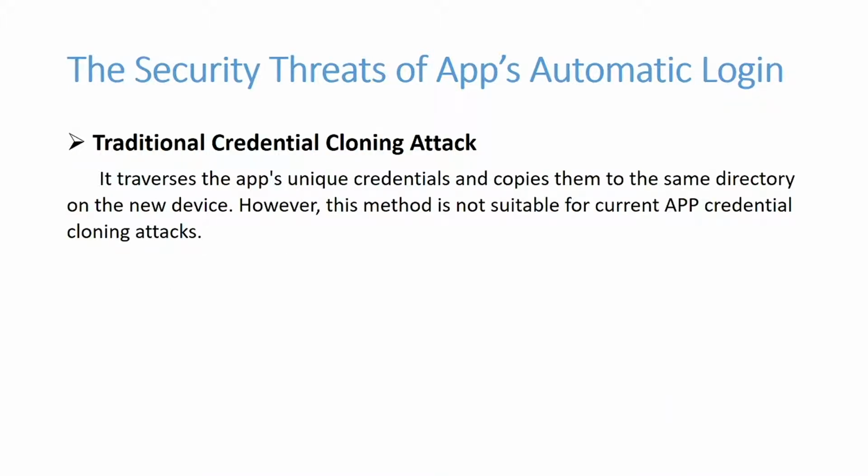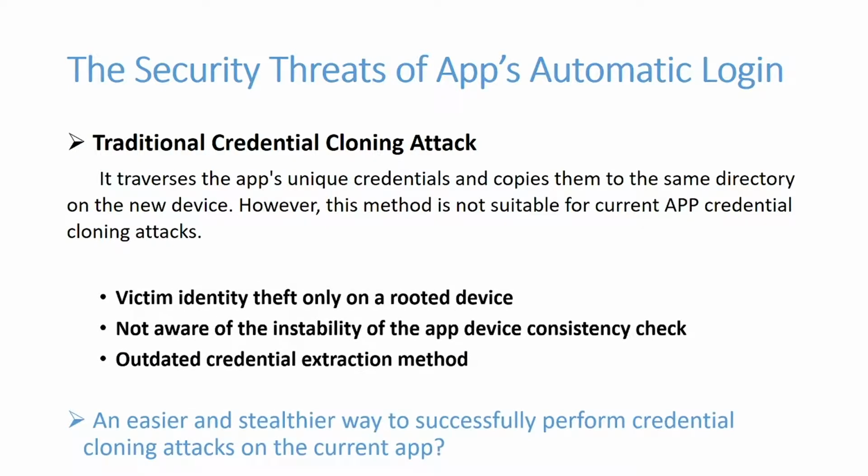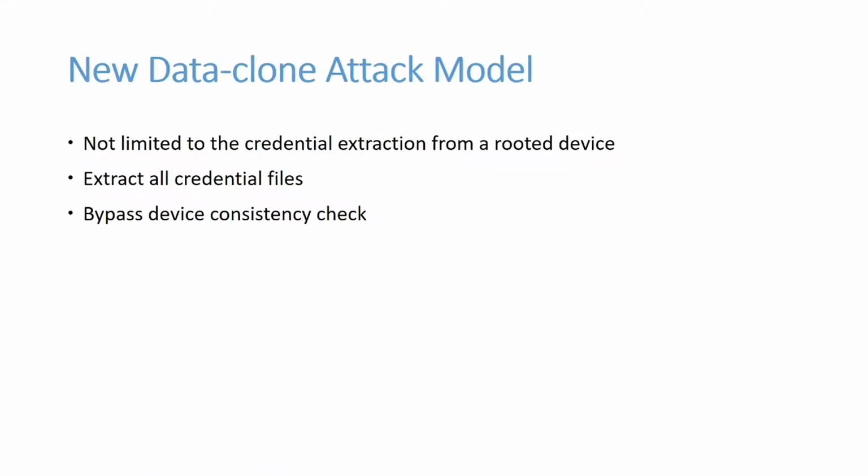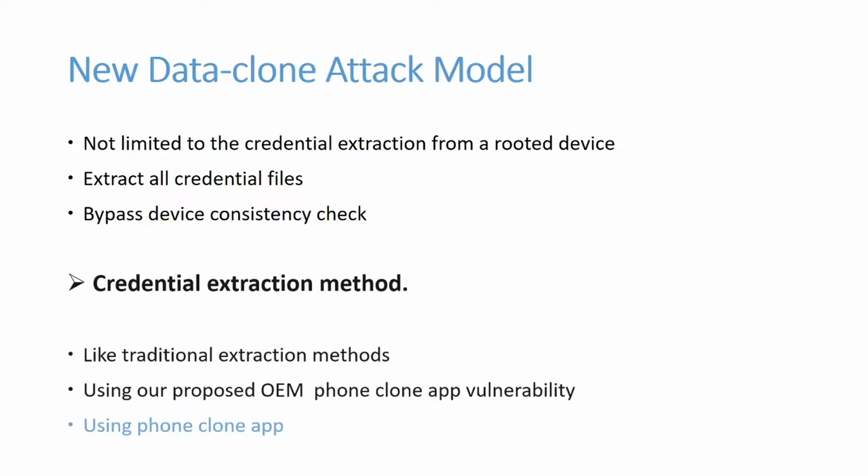During the credential clone attack, the victim's credentials are extracted to the attacker's same directory. However, the traditional credential clone attack has some limitations when applied to current apps, such as requiring a rooted device, non-well app device consistency checks, and audited credential extraction. In order to solve these limitations, we propose a new data clone attack, a new credential extraction method.